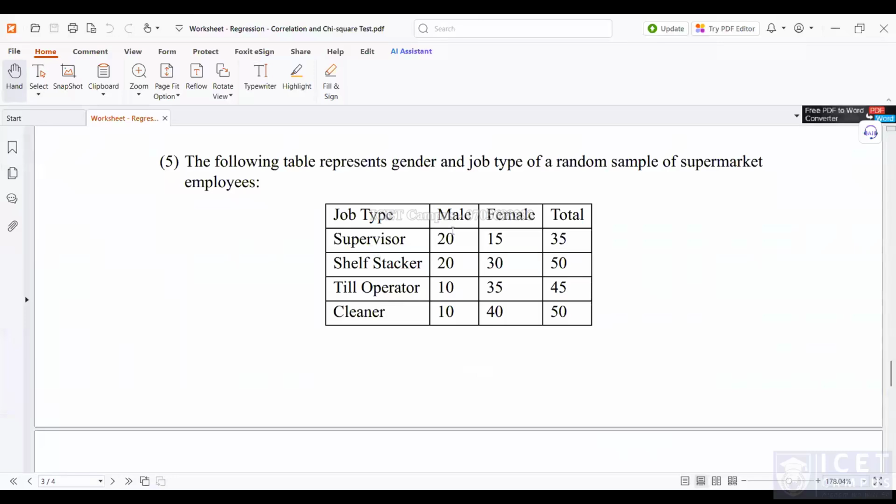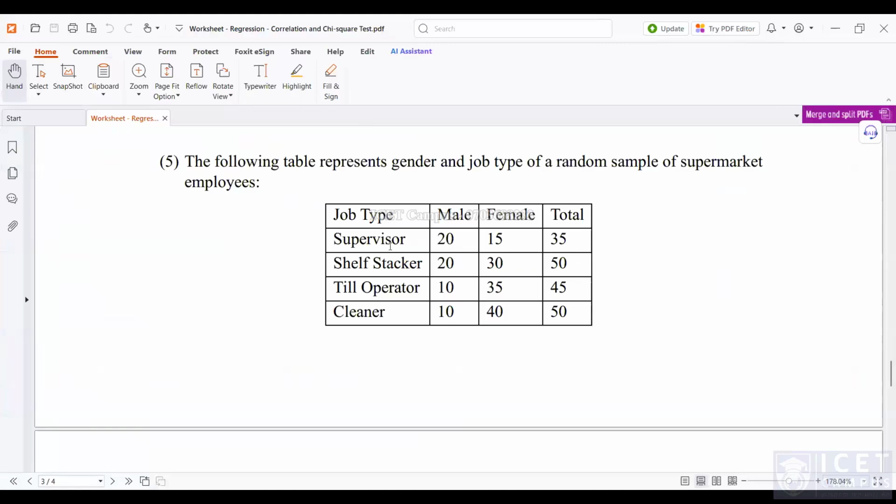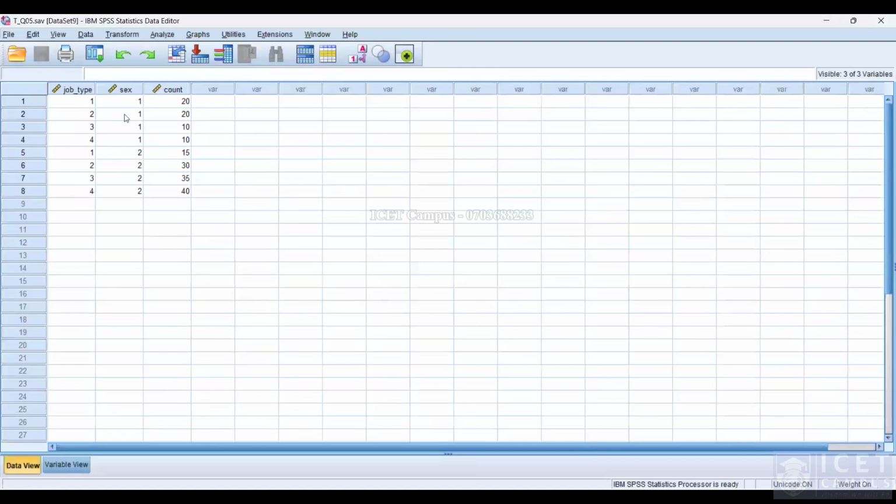Then here, supervisor male, supervisor 20. So then here 1, 1, that is 20. Likewise, we can enter these counts also. Male supervisor 20, female supervisor 15, shelf stacker male 20. Right. Likewise, I entered everything here. Right.